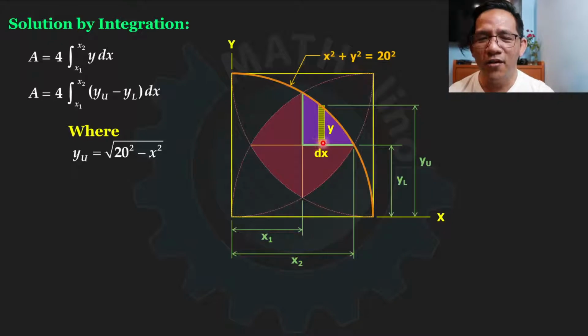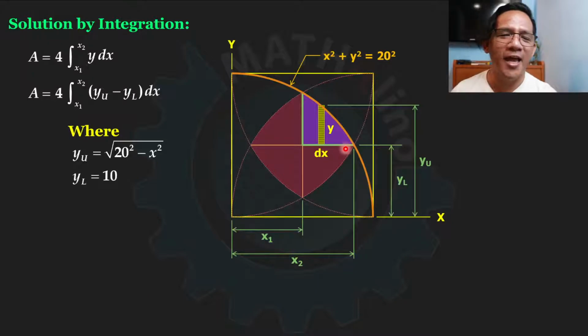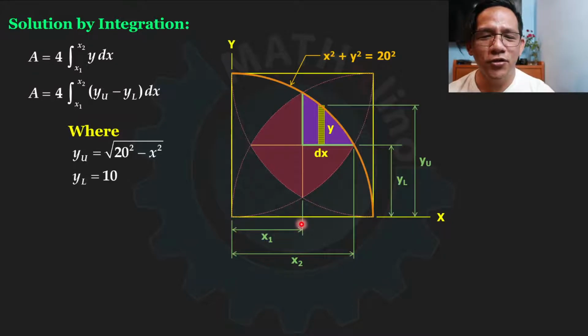The lower end of this strip lies on this line. This is a midline of this square, 20 by 20, which means the height of this line from the x-axis is always 10, no matter where this lower end of the strip is from here to here. That is always 10. How about the x1? I already mentioned that. That is also equal to 10.